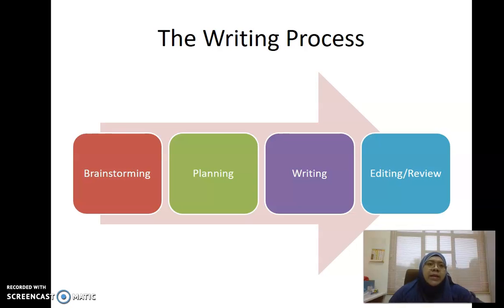Brainstorming is when you get the topic, like the topic, the dangers of using handphones among school students. You should understand the topic very well to come up with the points. Usually you need to have at least three points to elaborate, and then you find the subtopics, I mean the supporting details to support the points.